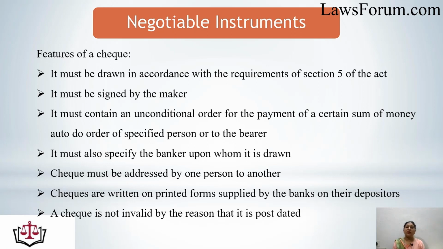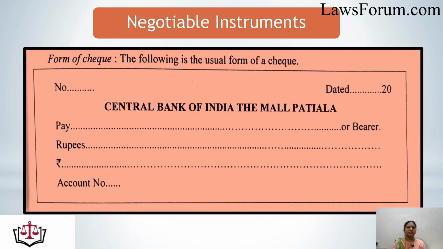A check is not invalid by reason of it being post dated. That means every check can be a post dated check. What is a post dated check? Let's say today is 1st January. If I draw the check today for 10th January, that means it is post dated, the date is yet to come. This is a totally valid check.